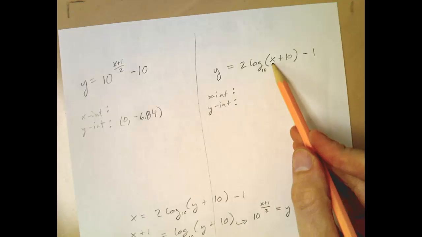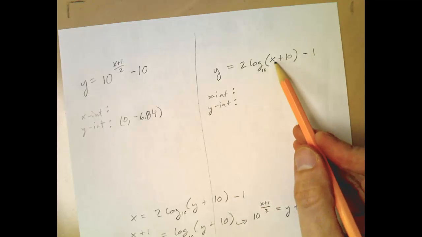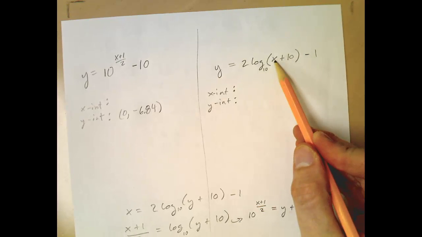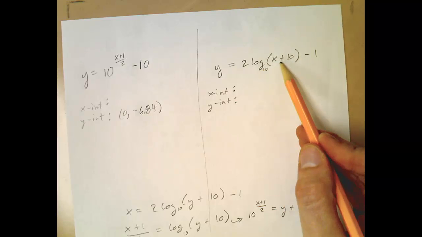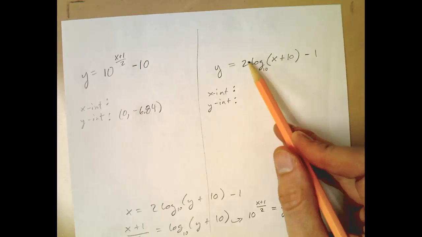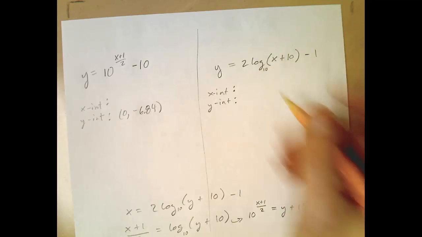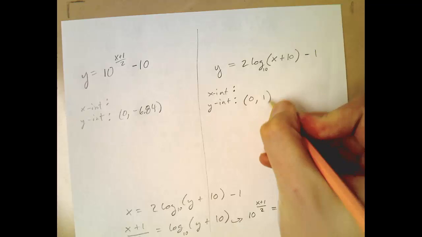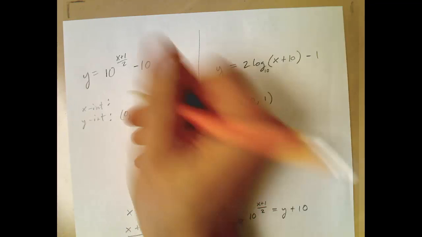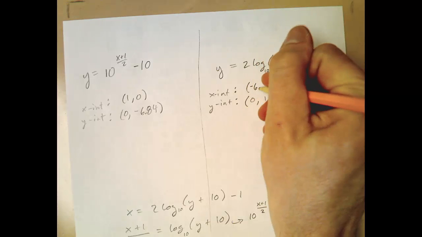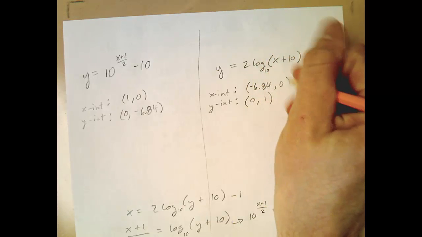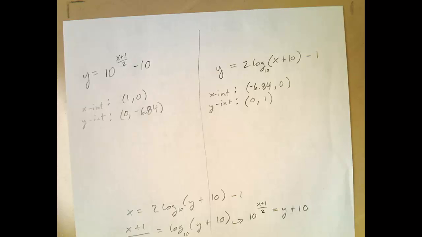And then here, oh, look, it's going to be nice. I don't need the calculator. I can put 0 in. 0 plus 10 is 10. Log base 10 of 10, that's 1. 1 times 2 minus 1, that's 1. This crosses at 1. So I can get my x-intercepts here, which will just be reflections over the identity function.